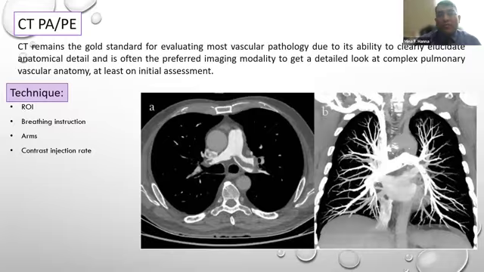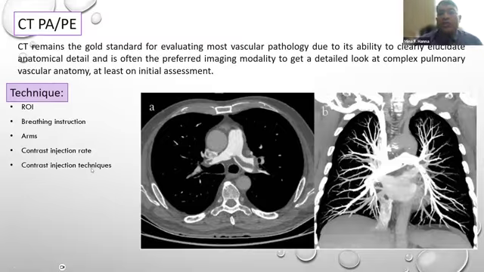Contrast injection rate should be 5 cc's per second or more. The higher the rate of contrast injection, the faster this contrast is delivered into the pulmonary artery, and we can scan the patient before contrast dilution. Okay, so the contrast injection rate should be 5 cc's per second or higher to get good contrast into the pulmonary artery on time.